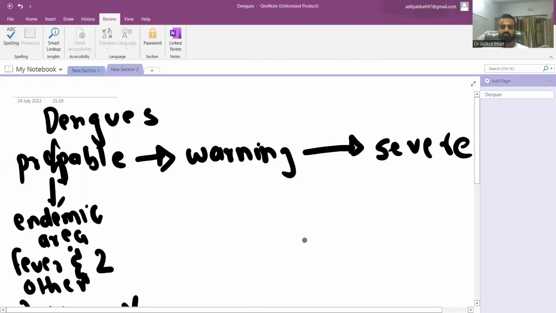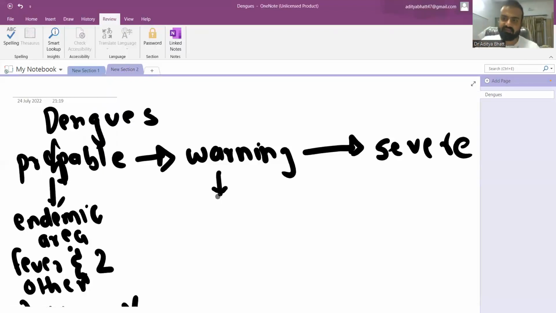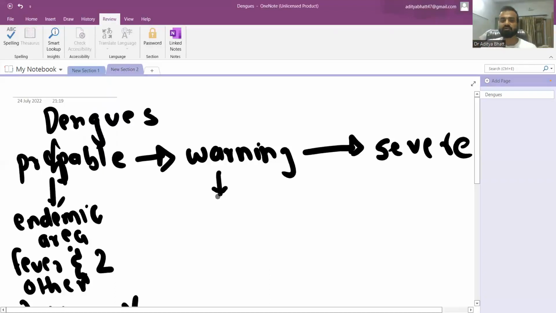Now, warning signs. So what are the warning signs? When the warning signs occur, the diagnosis you keep of the patient is probable dengue with warning signs, and severe dengue. So what are the signs you have to look out for? Which are the warning signs for dengue? So there is abdominal pain or tenderness.